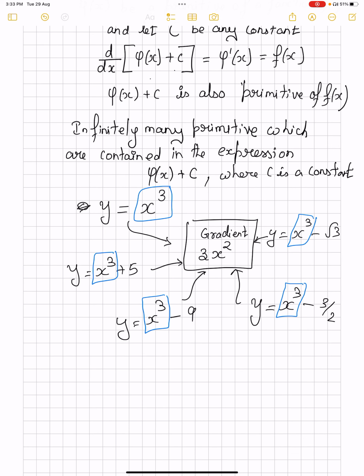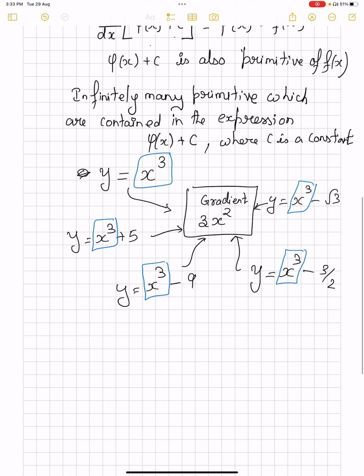So how many functions are possible for which the gradient is going to be 3x squared? The answer is infinitely many. So in this case, what is happening? We are finding the indefinite integral. That means we are not sure what exactly the function is, but we are sure that it comes under one family. It can be a cubic function, it comes under the cubic family, x cube. We are not exactly sure, but we are making sure it comes under this family. That's how it is. So we will be looking into the indefinite integral.